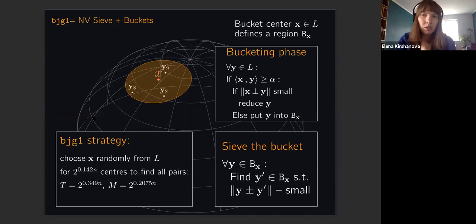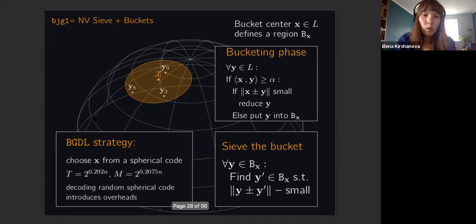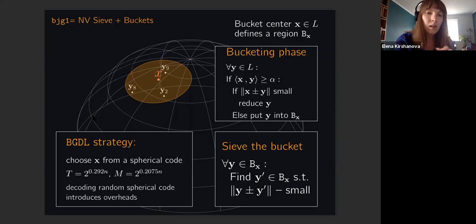Let me finish BJJ1 by comparing it with the current best one, which is called BDGL, by Becker, Ducas, Gama, and Laarhoven. The difference between BJJ1 and this strategy, which is best asymptotically, is that you do not choose the bucket centers to be random elements from the list, but rather they should come from a good spherical code. So X in the best asymptotic implementation is not a lattice vector, but is unrelated to the lattice.